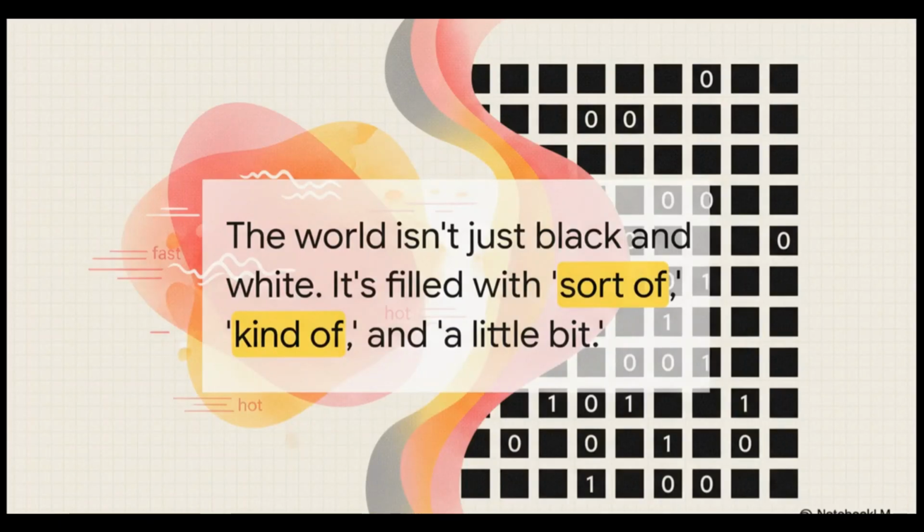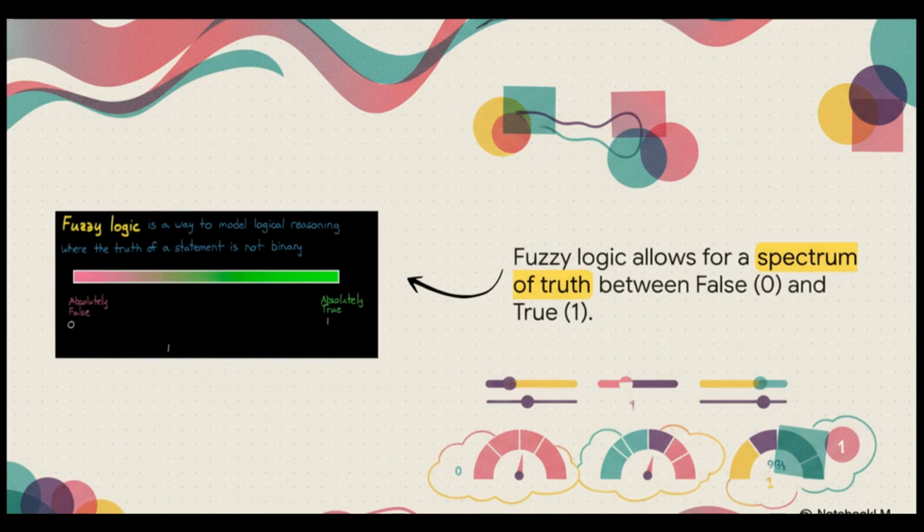We as humans, we describe our world with all this nuance. We say things are kind of fast or a little bit hot. But a traditional computer, it doesn't get that. For a computer, everything is black and white, true or false, 1 or 0. So the big question is, how do we teach a machine to understand all these shades of gray that we use so naturally? Well, the answer is fuzzy logic.